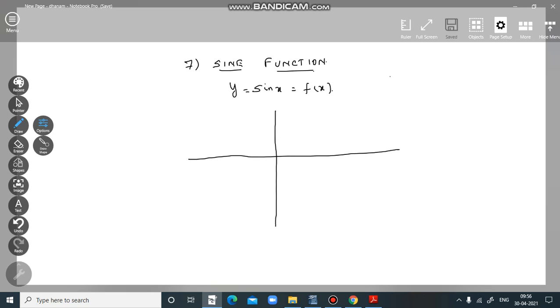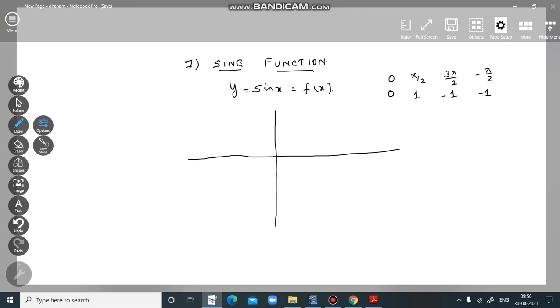The sine function will pass through the origin, that is, (0, 0) will be a point. The maximum of the sine function will be reached at pi by 2, and that is 1. And the minimum of the sine function will be reached at 3 pi by 2, which is minus 1. The same happens on the negative side as well. That is, for minus pi by 2, it will be minus 1.